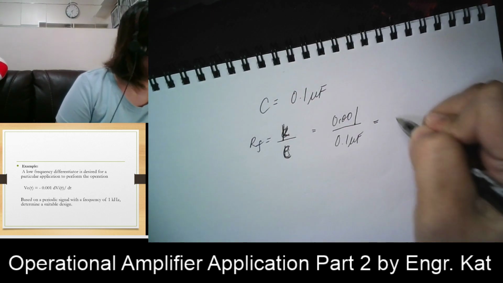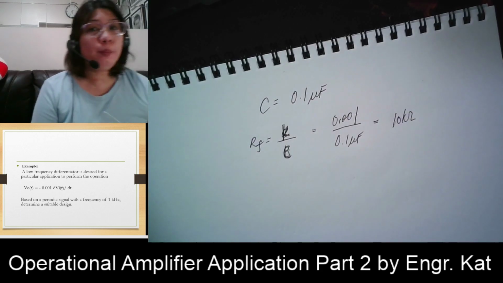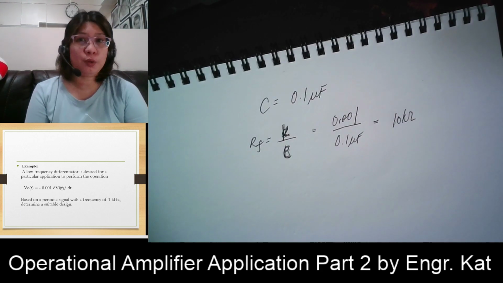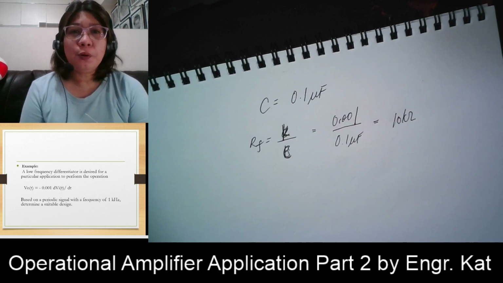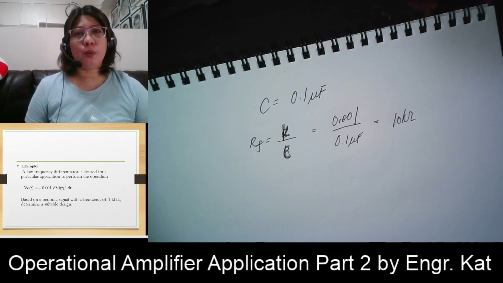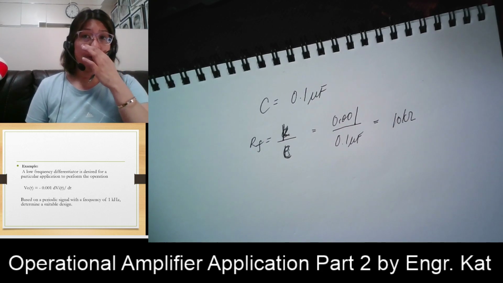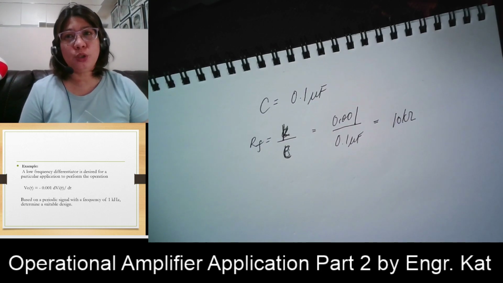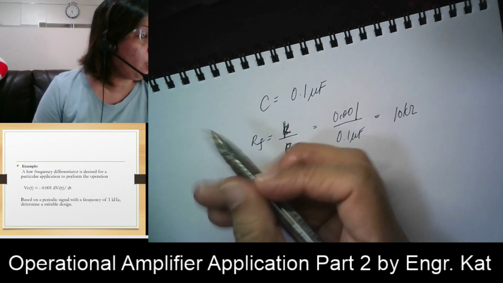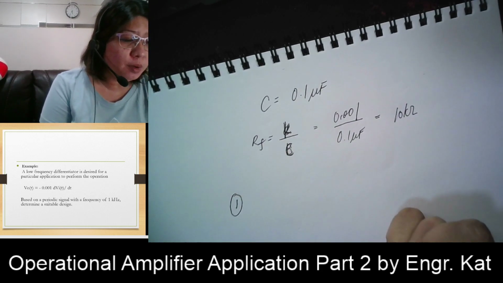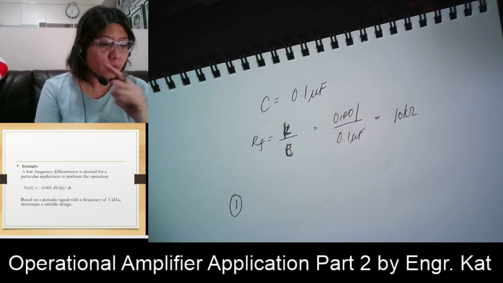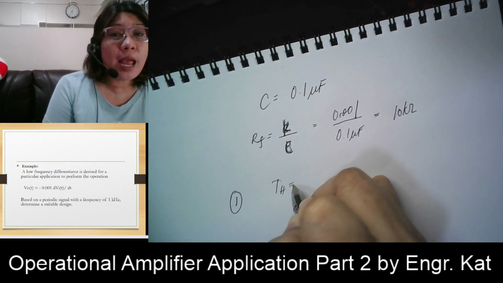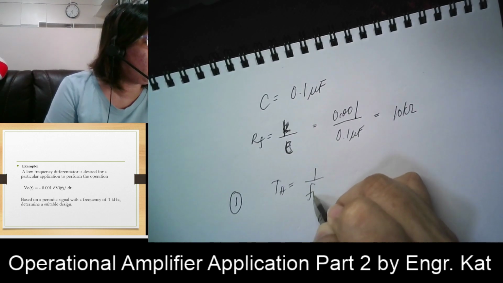Is there a commercially available resistor having a value of 10K? Of course there is. Therefore we can use RF equal to 10 kilo ohms. Then we choose RI. We have two criteria in choosing your RI. The first is the time constant criterion, where TH, your highest period, is equivalent to 1 over FH.